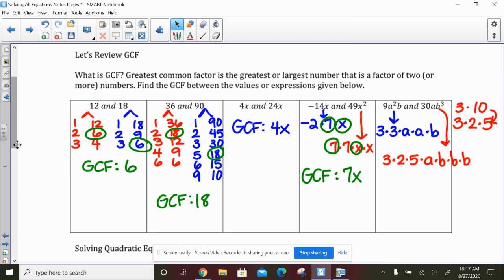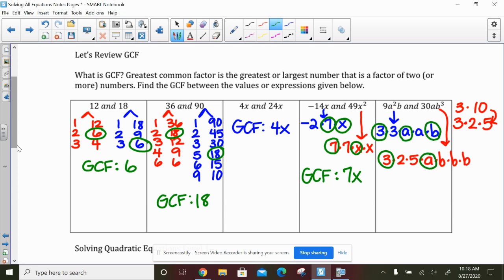Okay, so now I'm going to circle what they have in common. So I have a 3 here and here. I don't have another 3, I don't have a 2, don't have a 5. Okay, but then they do have an A, and then they do have a B. Okay, so this time my GCF is 3AB.